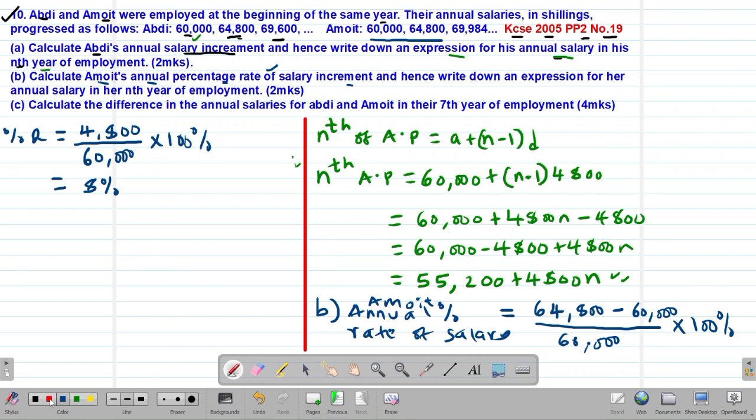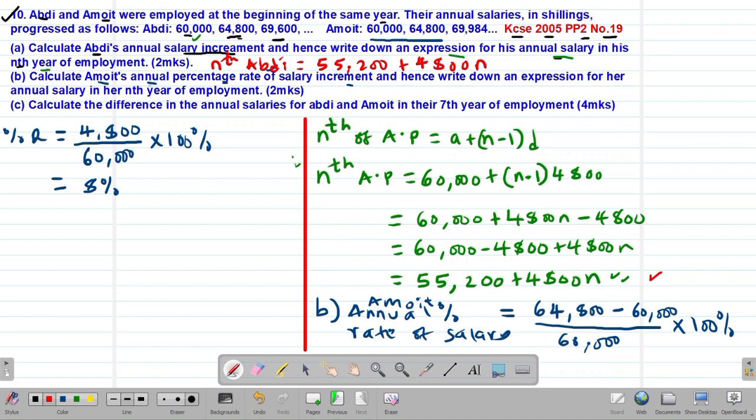Remember the equation for Abdi, the equation in part A. This was our equation for part A. We might need it in our working. Therefore, let me record it here. The nth term for Abdi was given by 55,200 plus 4,800n. This was the equation for the nth term of this particular person called Abdi. So we have answered part B.